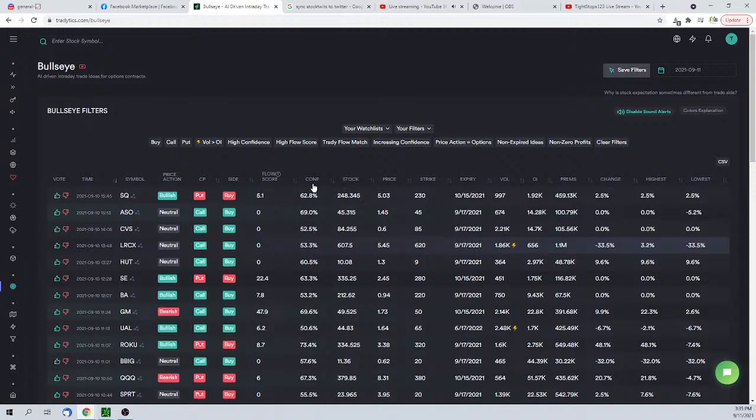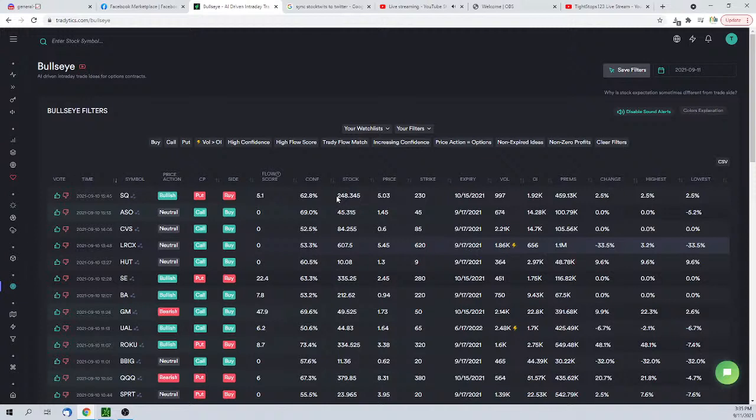This is the AI's confidence level that this will play out, 62%. The way he teaches it is if it's above 60%, that's what you want to look at. Anything below 60%, he says, is probably high probability of not working. So I took that to heart from him and only look at stuff above 60%, and I like to look at the flow score too. So going back to Square, price action's bullish, put buy. That's kind of a red flag to me.